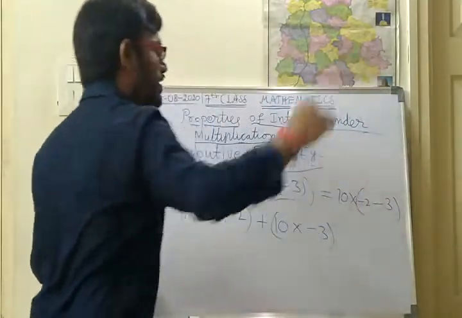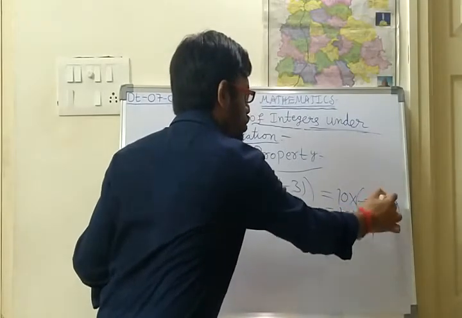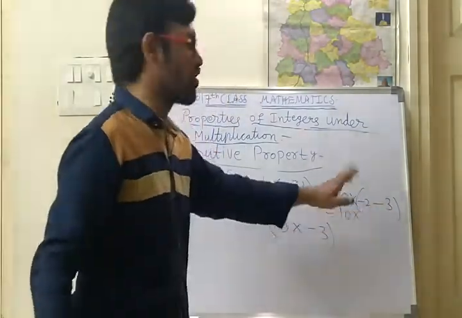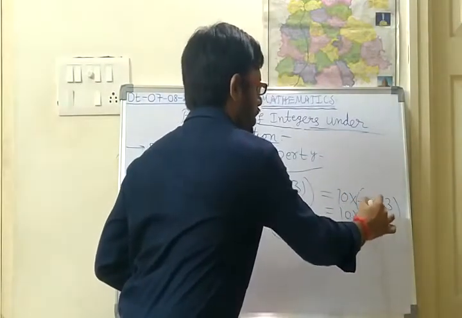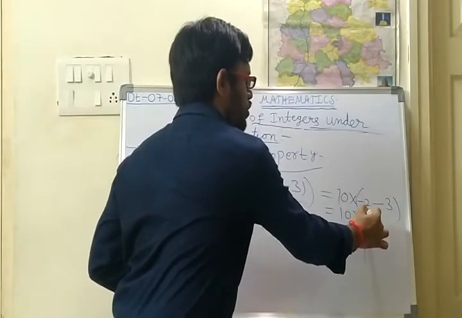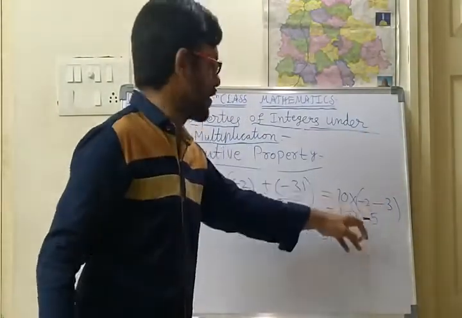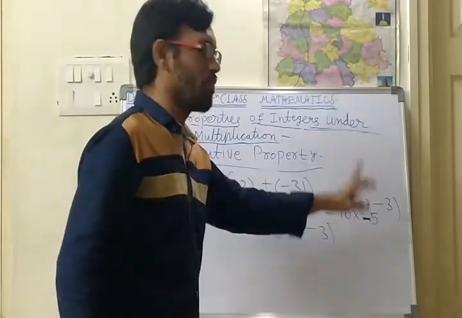Minus 2 minus 3. Okay, what is the answer? 10 into minus 2 minus 3. Both are negative symbols, so add those two numbers. 2 plus 3 is 5. The symbol is minus only. If two are minus symbols, you keep the minus symbol. If two are plus, you keep the plus symbol. If two are minus, you keep the minus symbol.